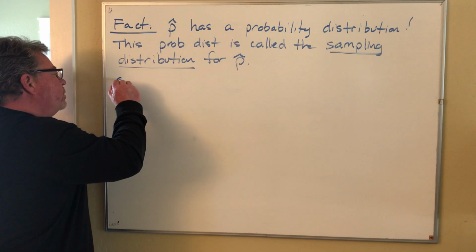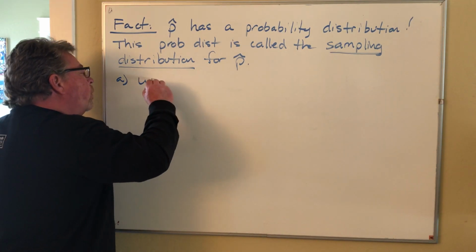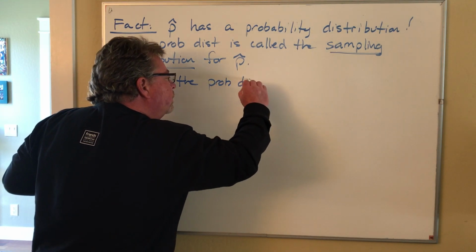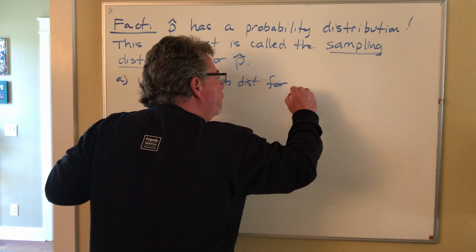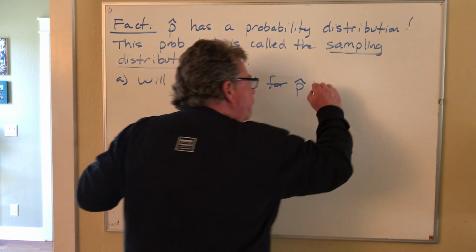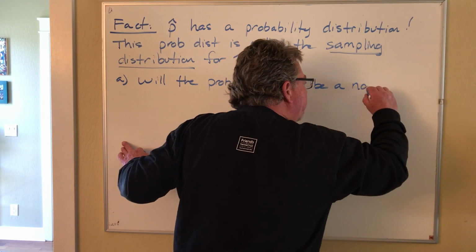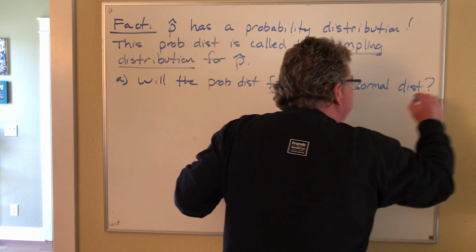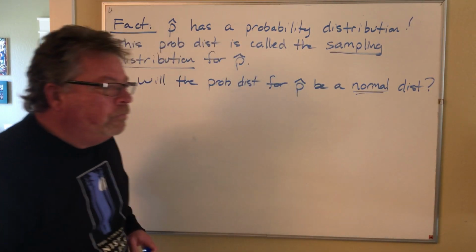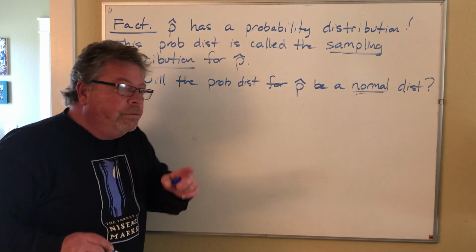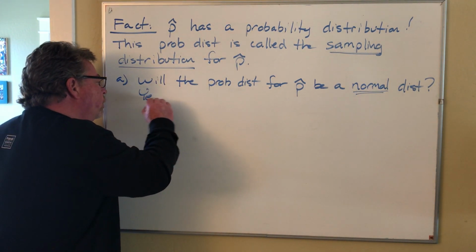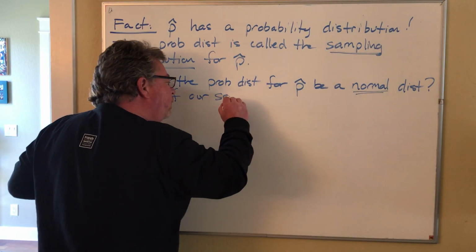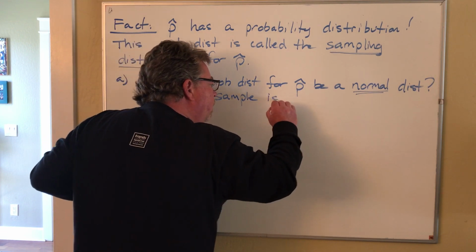So here's the first question, and this is a critical one. Will the probability distribution for p hat be a normal distribution? And the answer is yes, provided our sample is big enough.